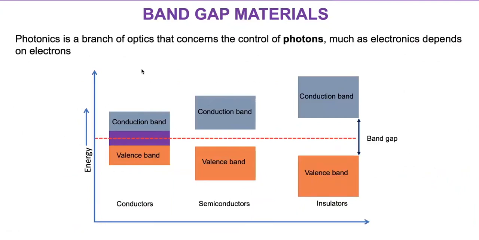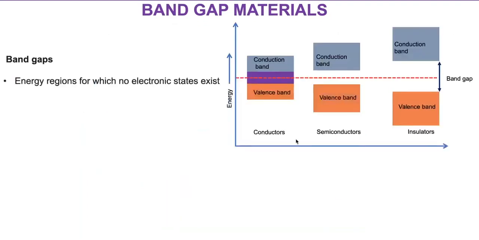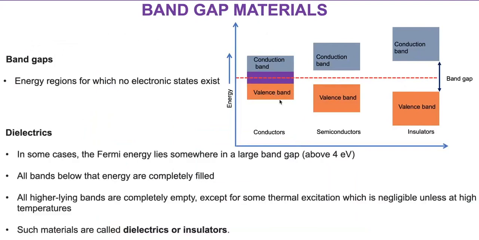So what is photonics by itself? It is a branch of optics that deals with light and which controls the photons. It's just like an analogy with electronics, which depends on the electrons. So if you look at, for example, conductors, semiconductors, and insulators, we see a difference in the valence band and conduction band. In more detail, if you look here, there are energy regions for which no electron states exist. And that results in what we call the band gap in electronic materials. In the same way in photonic materials.